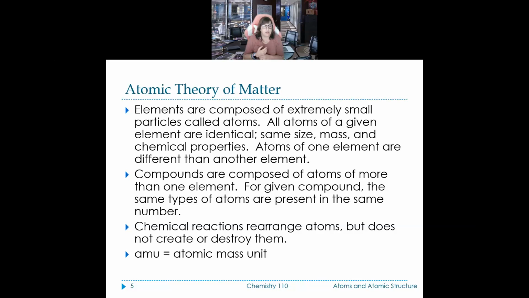All right, we can rearrange atoms in chemical reactions, but we cannot create or destroy them. That is not something that we can do. If we do create or destroy them, then we're doing nuclear chemistry, not chemistry. Okay. One other thing we're going to have to talk about is an atomic mass unit, which is an AMU. I will define that for you in a bit, but I'm going to start throwing that term around to talk about the subatomic particles.